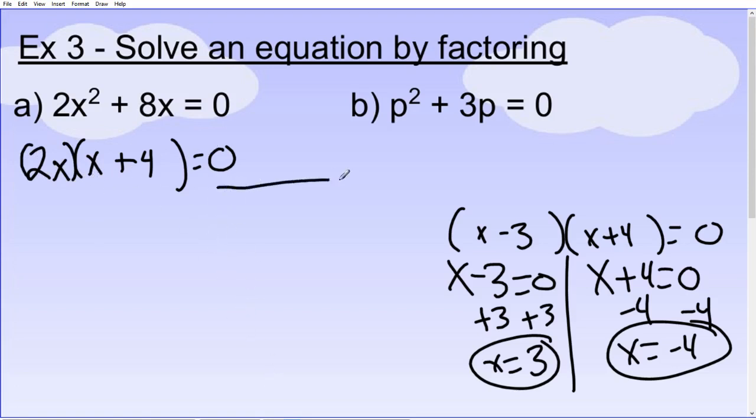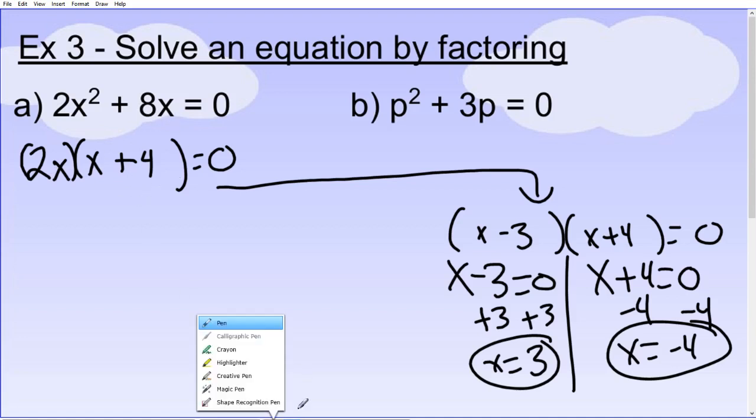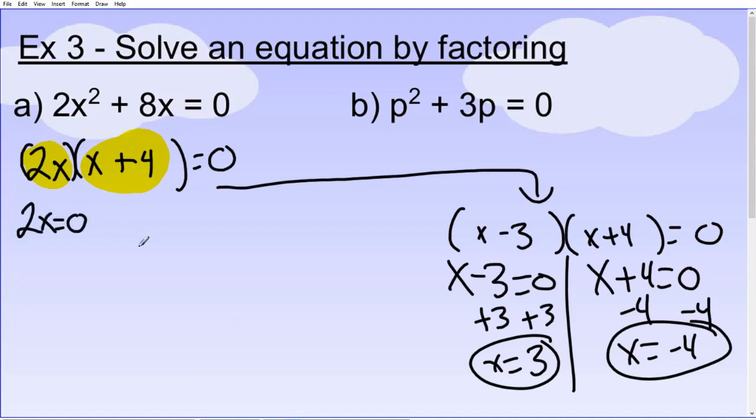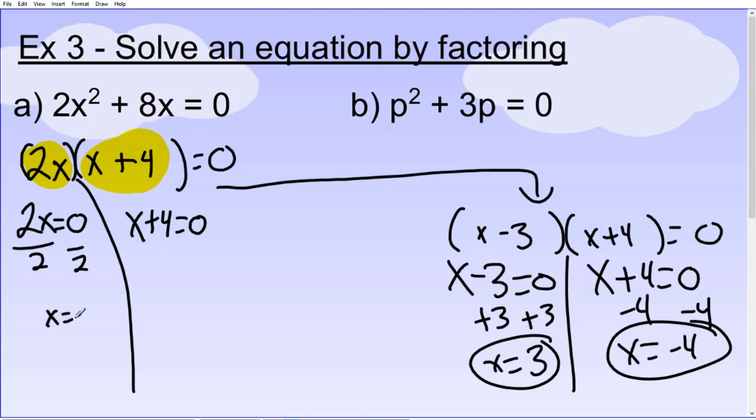I have something very similar to that. I have something times by something else equals 0. There. This is one thing. This is another thing. So if I say, you know what, either 2x is equal to 0 or x plus 4 is equal to 0, I can solve. Divide by 2, x equals 0. Minus 4, x equals negative 4.